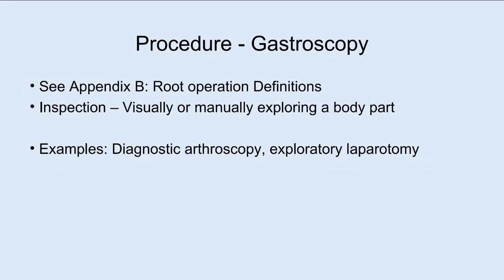Now, if you're not sure, you can go to Appendix B, root operation definitions, and look at the definitions of the various root operations. In this case, inspection is defined as visually or manually exploring a body part. So it's looking around to see what the problem is. And yes, that's exactly what they did. And they give some examples. Appendix B is really important if you're not sure what root operation to use.